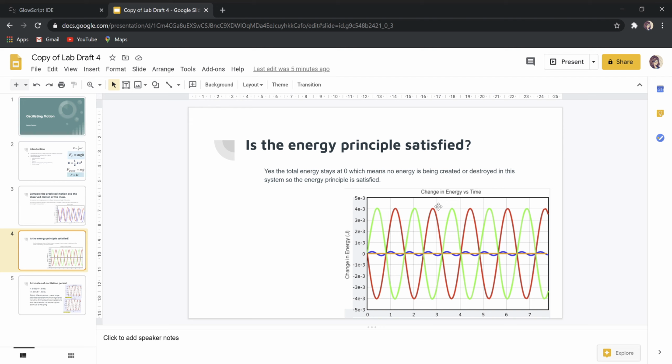So since the total energy stays at 0, this means that no energy is being created or destroyed within the system. So the energy principle is going to be satisfied since energy cannot be created or destroyed. And this shows that because there is no new energy and it is not losing energy. So yes, the energy principle is satisfied.